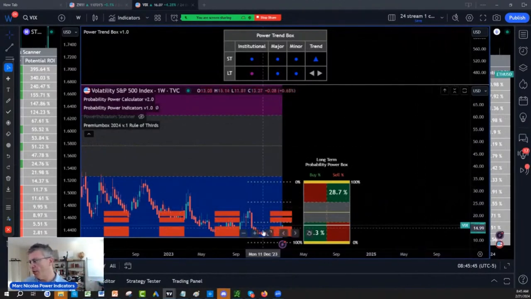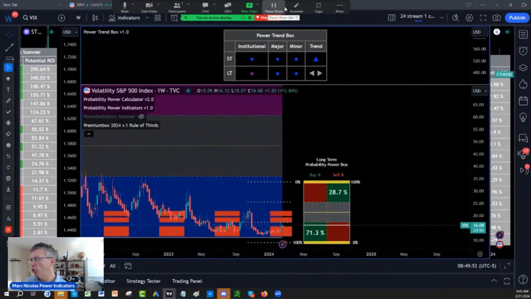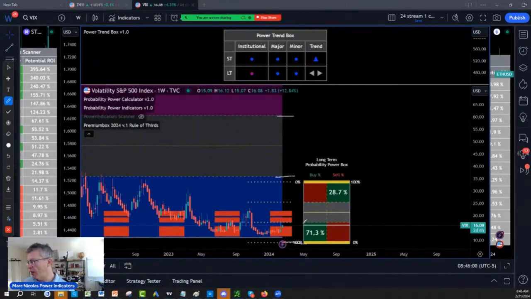So remember, buy on blue, sell on purple, buy on blue, sell on the edge of each rule of third. If you're new to the concept, it's the rule of third. It's all about probability. One division here, division here, division here. One third, one third, one third. Right now, we have a 71% chance that the VIX is going to rebound from that 12.